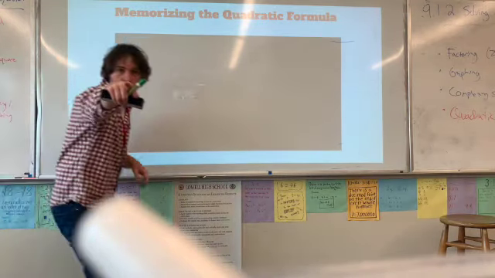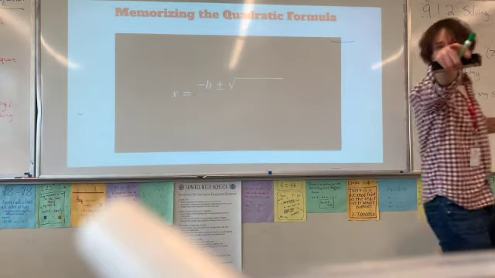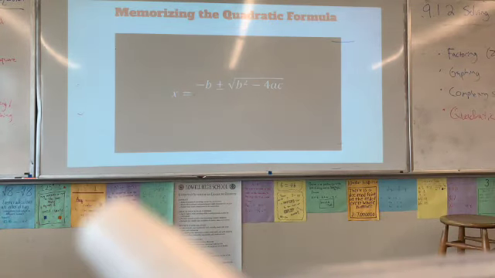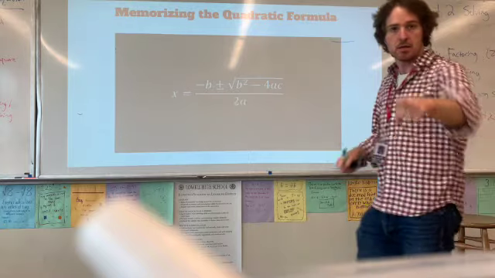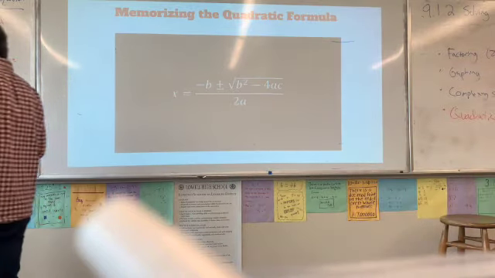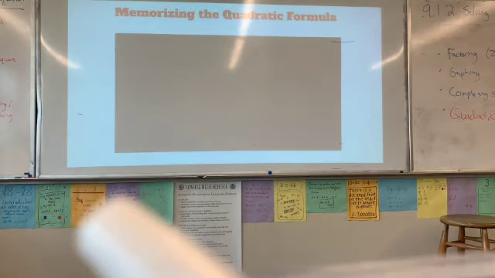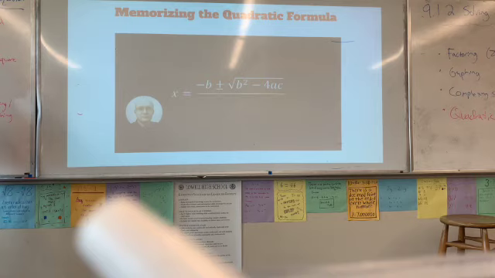X is equal to negative b plus or minus the square root of b squared minus 4ac all over 2. Memorize it. Solve those quadratic equations when written in standard form. X is equal to negative b plus or minus the square root of b squared minus 4ac all over 2a.